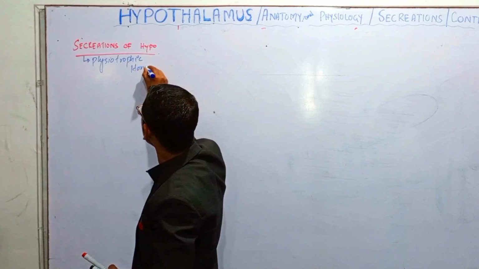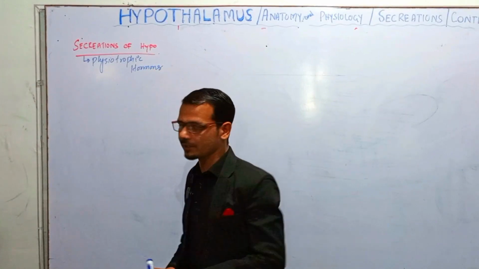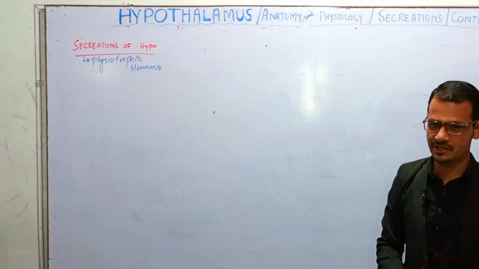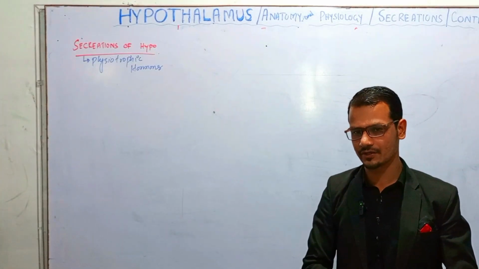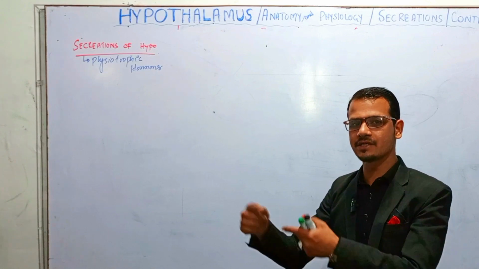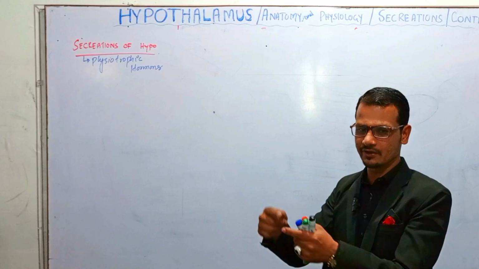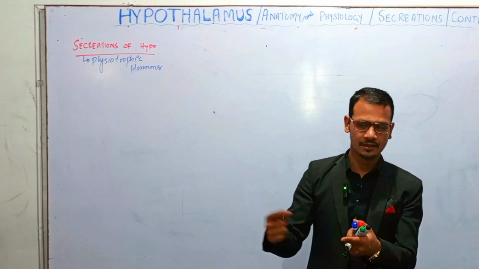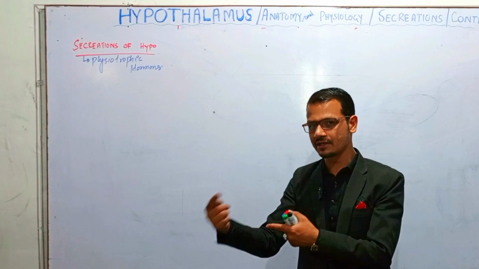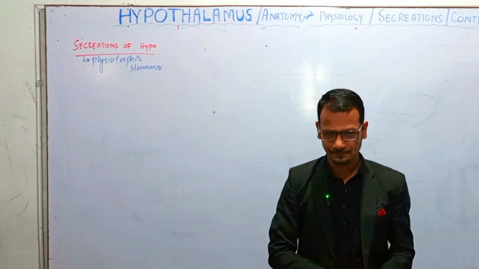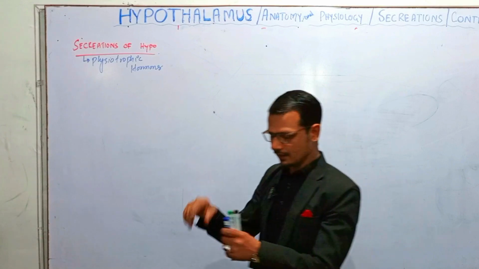What are physiotropic hormones? All those hormones which are used for the releasing of other hormones. These are the releasing factors. For example, growth hormone releasing hormone, or growth hormone releasing factor, gonadotrophin releasing factor, thyroid stimulating hormone releasing factor. All these releasing factors are secreted by hypothalamus.